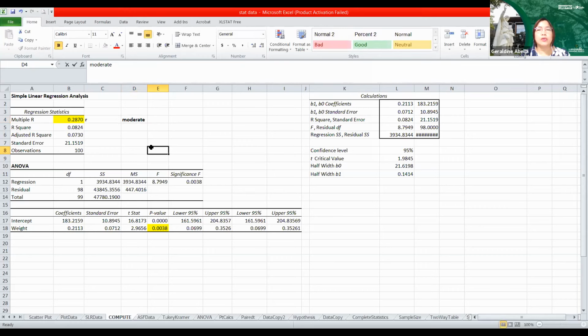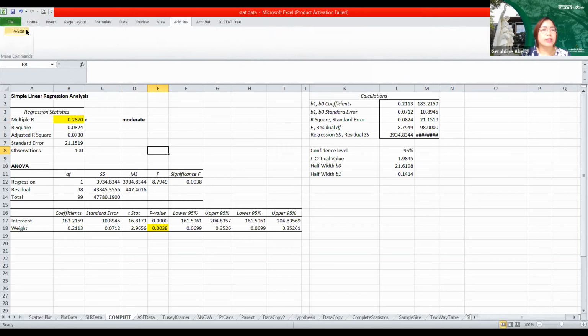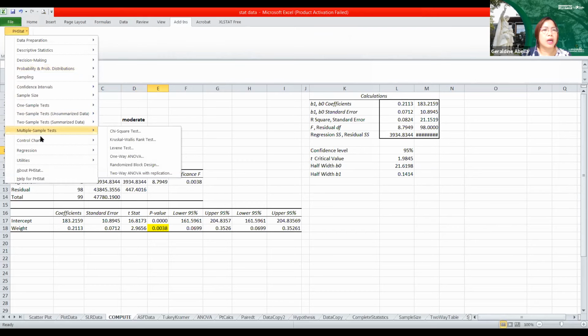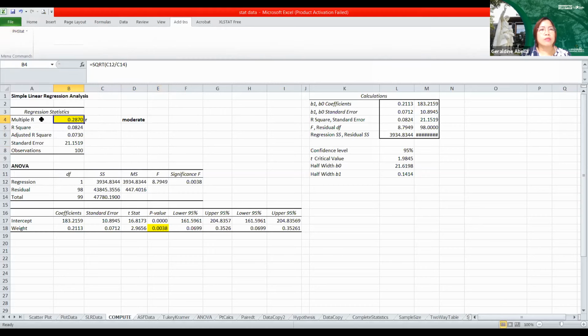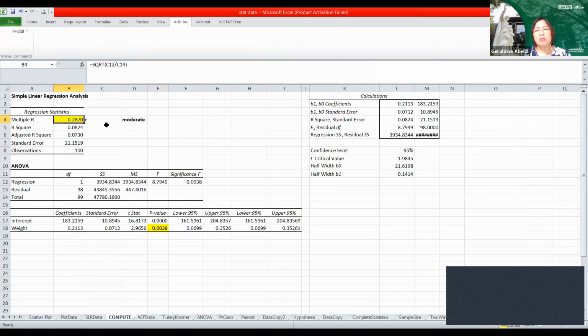Question on using the Pearson correlation? So again, if you're going to use PHStat, that would be under multiple regression analysis. So choose simple linear regression, and the value of r is the multiple R. Interpret r in terms of the direction. Since the sign is positive, then the relationship is positive. How about the strength? The strength is moderate.